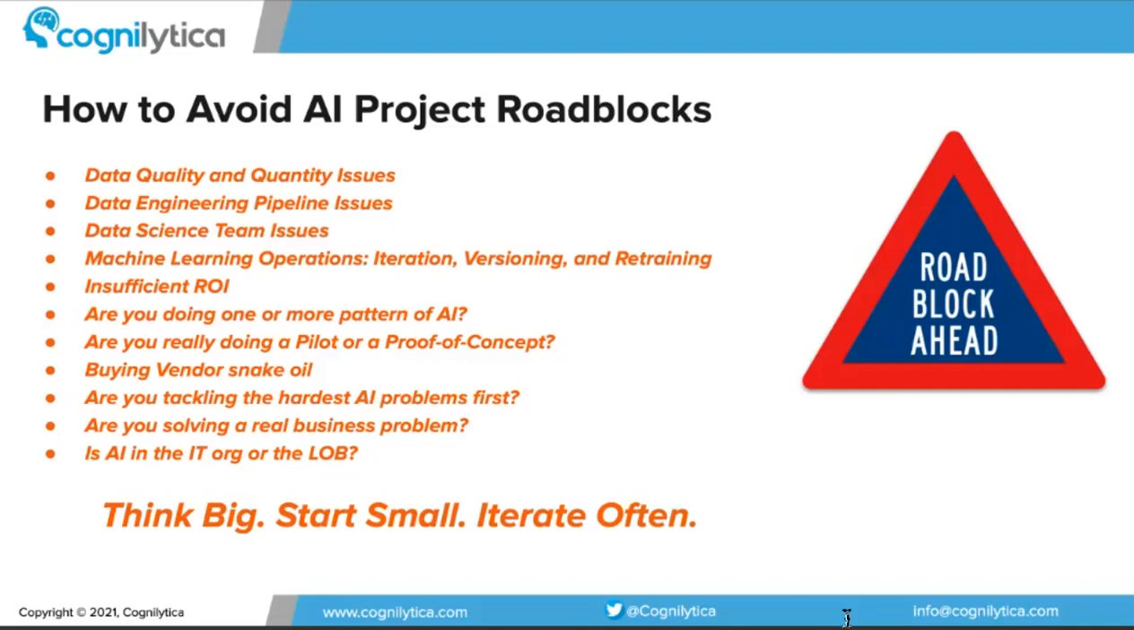The same thing with ROI. If I'm not going to invest X million dollars in this huge solution, which I have no idea what the ROI is, can I start small? Is there a way I can start with a smaller project with a smaller ROI and iterate to a better solution? Same thing with the patterns. Maybe I'm trying to boil the ocean here and do three or four or five patterns of AI all at once.